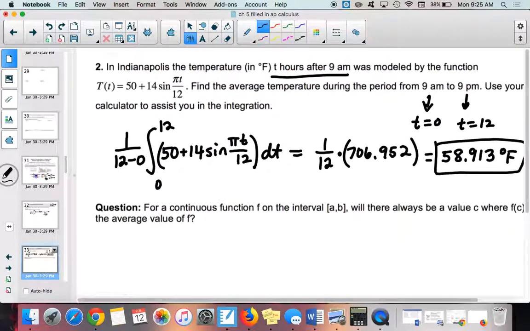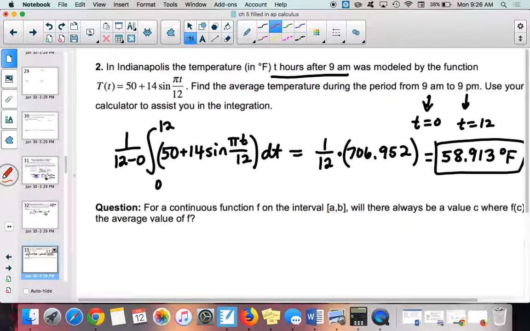Yeah, do you know what people do all of the time? They give me this answer here. Like, wow, Indianapolis was 706 degrees Fahrenheit. That's really hot. So think about your answers. Especially on the AP test, they'll do things like that where people will forget the 1 over b minus a out front, and then it will be like, that makes no sense at all. So think about that.